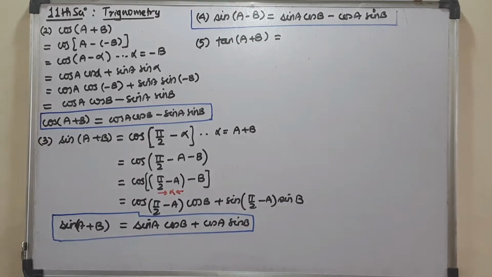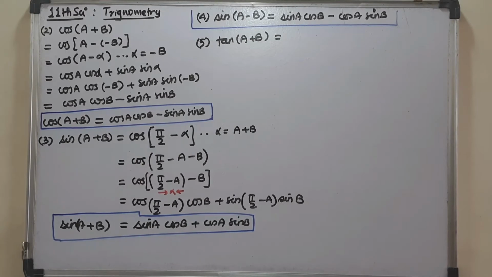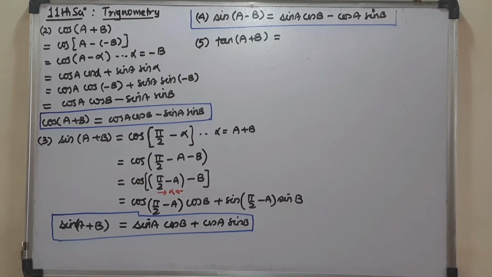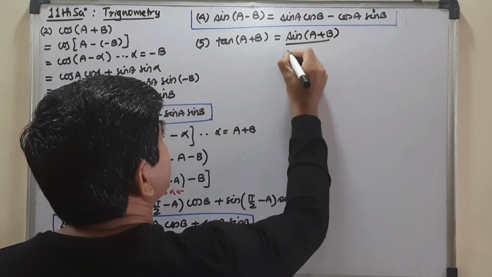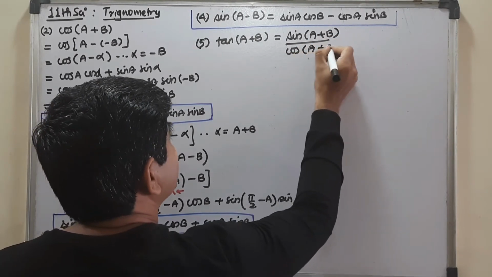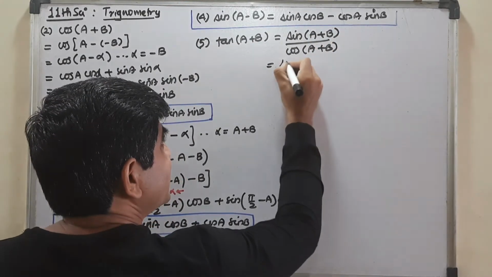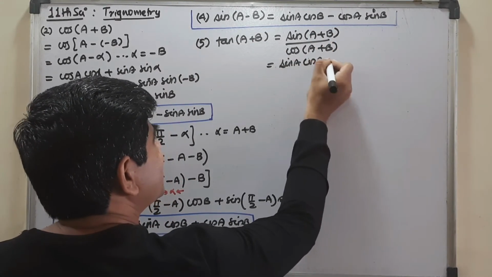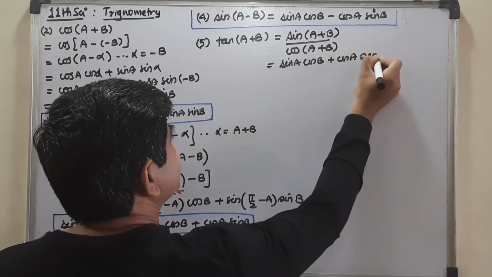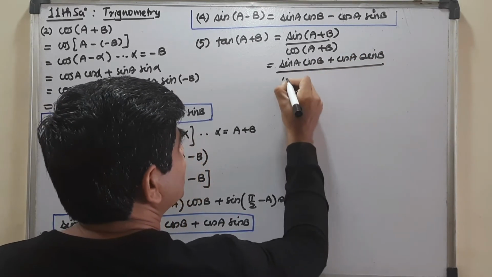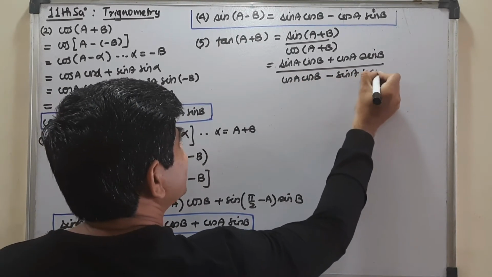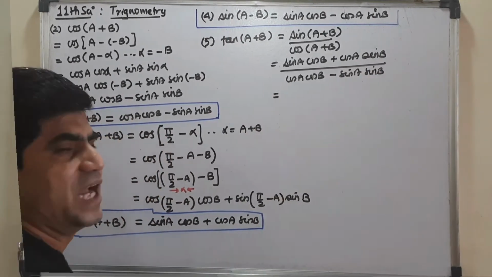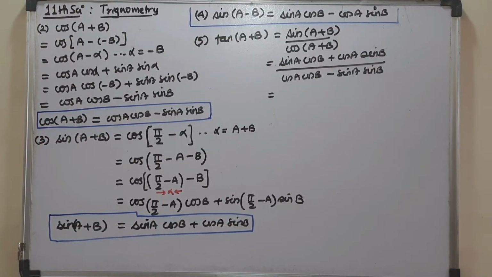I probably will not get the tan A plus B formula directly, but I know the formula of sin A plus B, because tan A plus B can be written as sin A plus B upon cos A plus B, and I have both these formulas. It is sin A cos B plus cos A sin B upon cos A cos B minus sin A sin B.